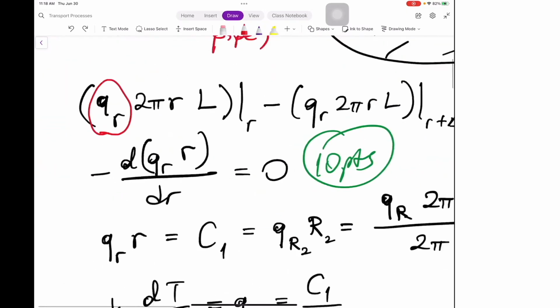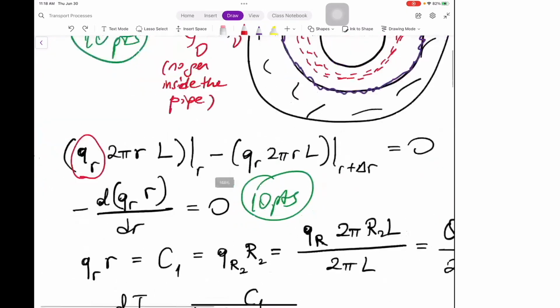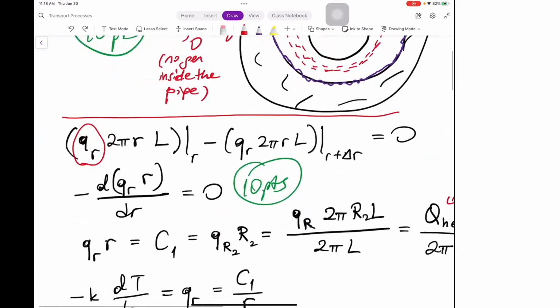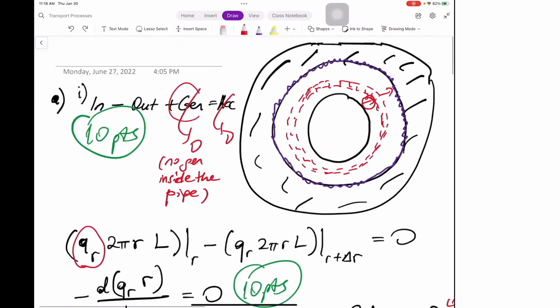The other thing is that, once you get this differential equation, this is one of the things that most of the students actually found wrong, just because they thought there is generation. There is no generation. There is only generation outside my shell, not within my shell. That's a very important thing.